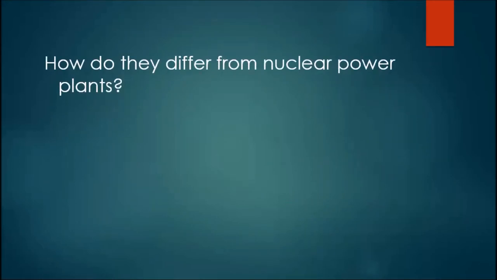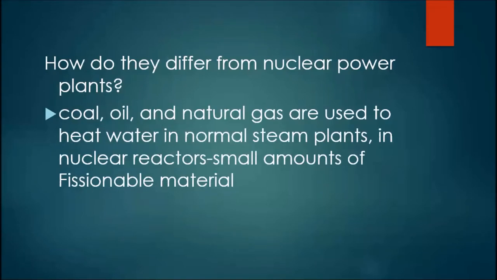Alright, hopefully you got that. So, how do nuclear power plants differ from coal-fired plants? Well, you need a ton of coal, oil, or gas to heat up the water. The key thing is the water must be heated so it can become steam, so it can turn the big giant flywheel that creates electricity. Okay? It really doesn't matter how you heat it.